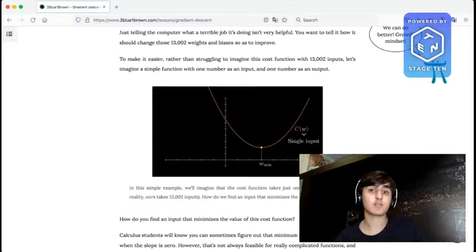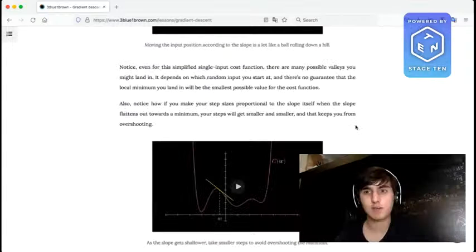Right, okay. Notice even for the simplified single input cost function, there are many possible valleys you might land in. It depends on which random input you start at, and there's no guarantee that the local minimum you land in will be the smallest possible value for the cost function.